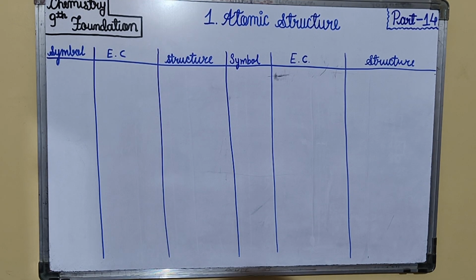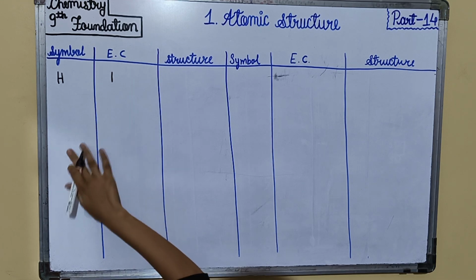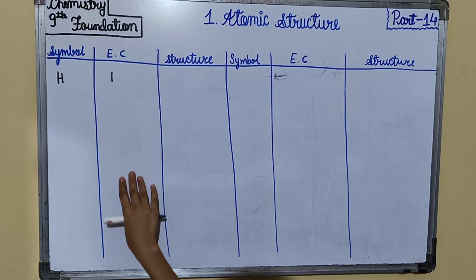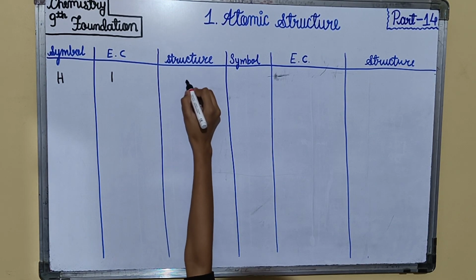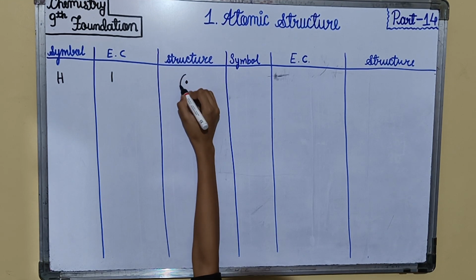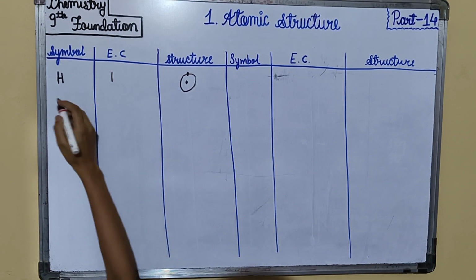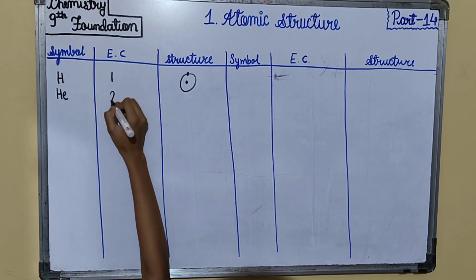So the first element is hydrogen. Hydrogen electronic configuration is only one. In part 12 we have learned that in each shell how many electrons are sufficient. So according to that we are going to see this electronic configuration, and the structure will be, this point is neutron plus proton, and the structure will be like this. Over here is the first electron, that is 1. Helium is 2.